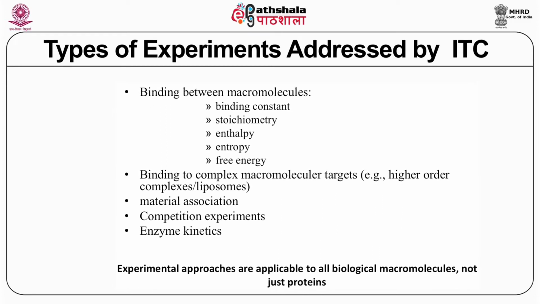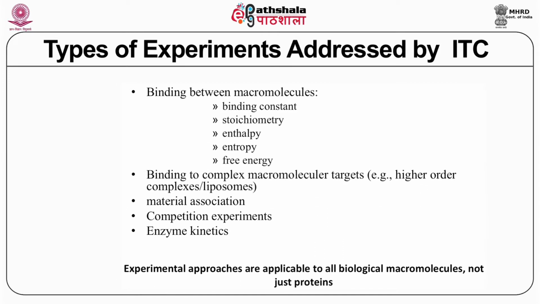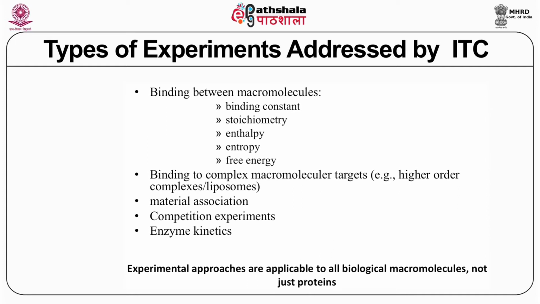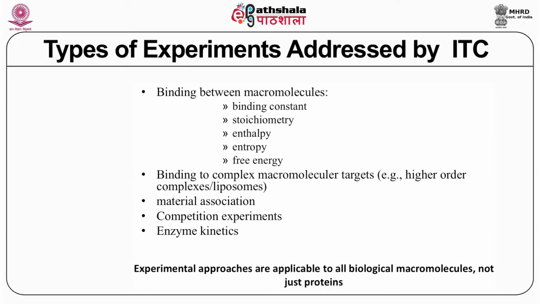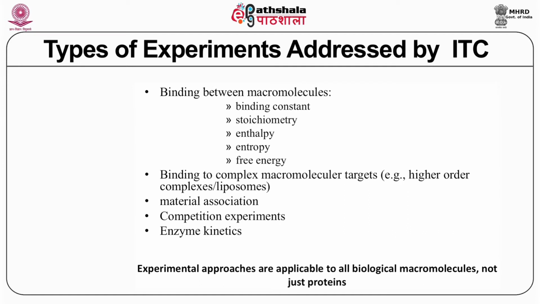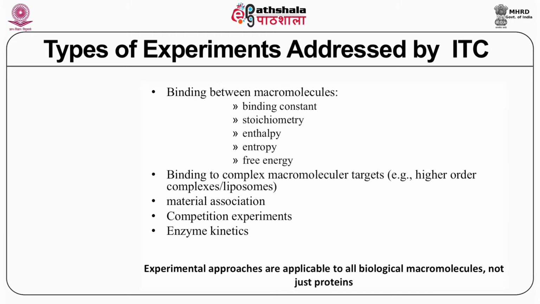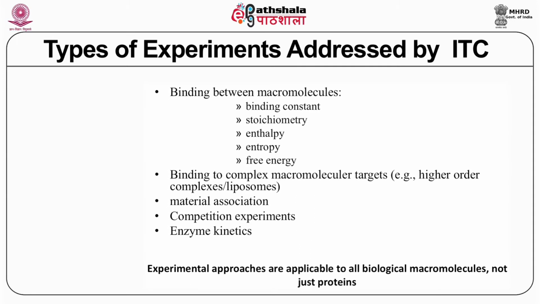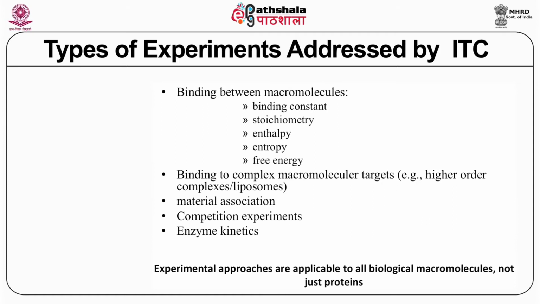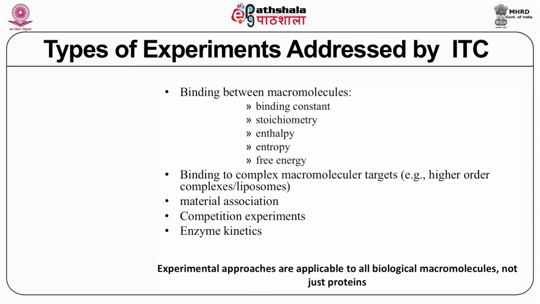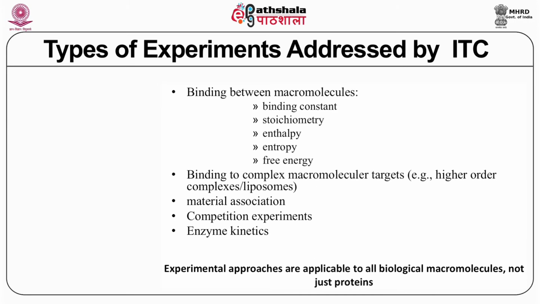The second point is the binding to complex macromolecular targets. If they are higher order complexes, or liposomes or ribosomes, those also can be studied, not just 1:1; you can have a multi-component system also. Then the third one is macromolecular association. If there is any aggregation or multimer formation, dimer, trimer, that also can be studied. Then competition experiments can be done, enzyme kinetics can be done. So, a lot of the reactions that are usually required in biological experiments, you can almost do everything using the ITC. That is a great advantage.